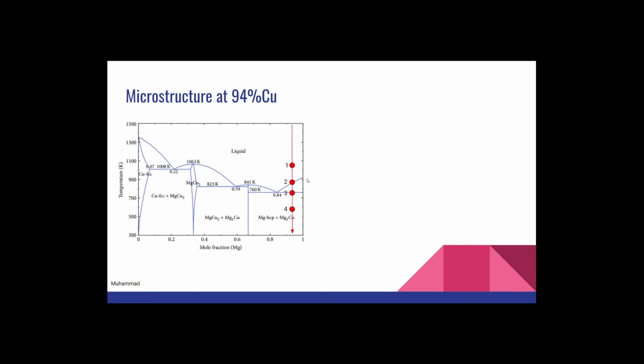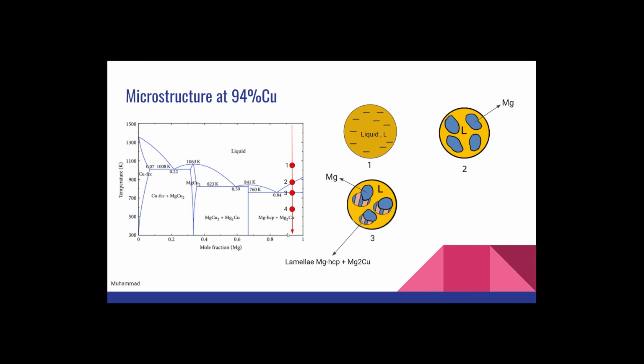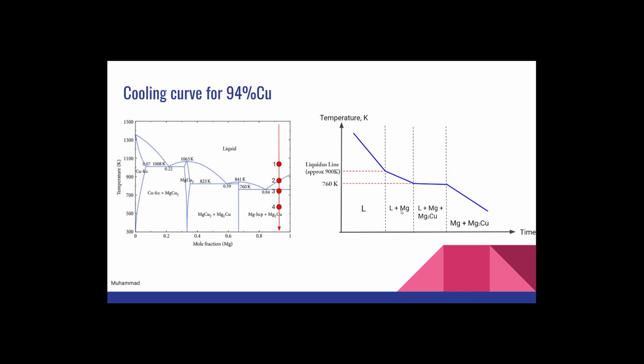So the microstructure is as follows. At point 1, you can see the majority is liquid MgCu. At point 2, upon reaching the liquidus line, you will start to see Mg form, but the majority is still liquid. At point 3, a lamellar structure of MgHCP plus Mg2Cu will start to form alongside the Mg. And then finally, upon reaching point 4, the majority will become a lamellar MgHCP plus Mg2Cu, with pockets of Mg that can be seen.